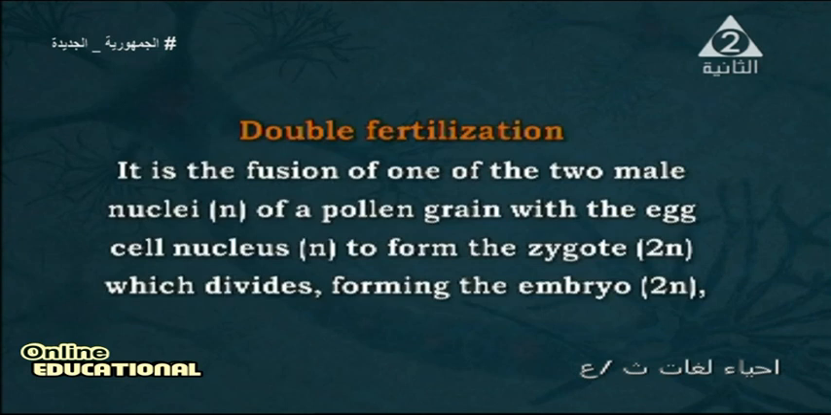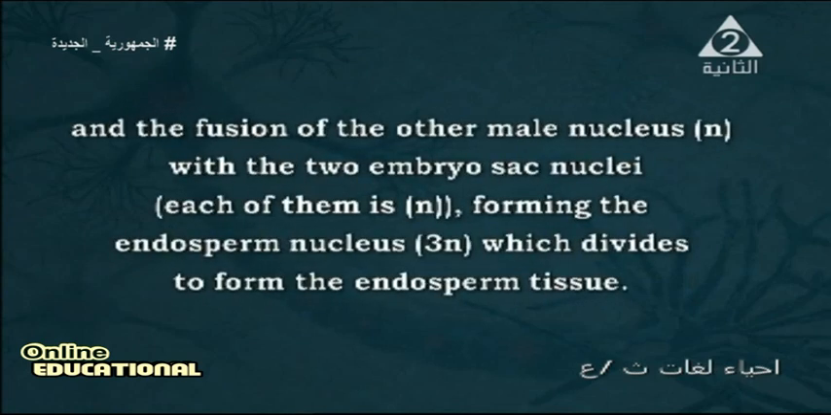What is double fertilization? Double fertilization is a type of fertilization in which one of the two male nuclei combines with the egg cell to form a zygote, which divides, forming the embryo. This is double fertilization. And the fusion of the other male nucleus with two embryo sac nuclei, each of them N, forms the endosperm nucleus, which divides to form the endosperm tissue.